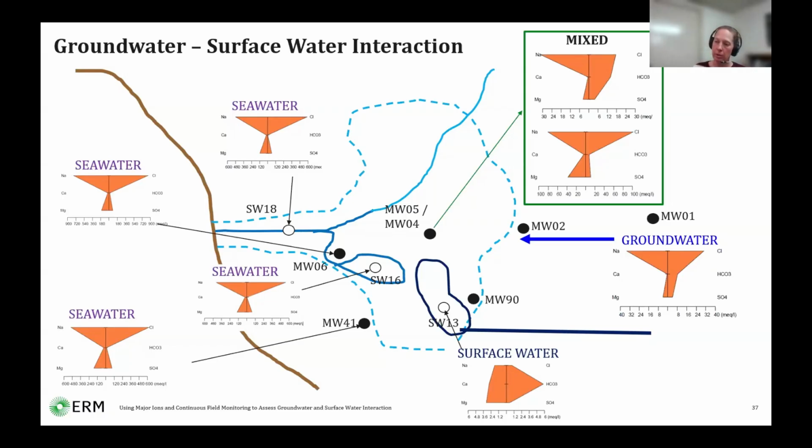Surface water was different. Surface water in the fresh wetlands at SW13, down the bottom in dark blue, was a bit different and had much higher bicarbonate. And you can see that in the arrow pointy bit out the right-hand side.